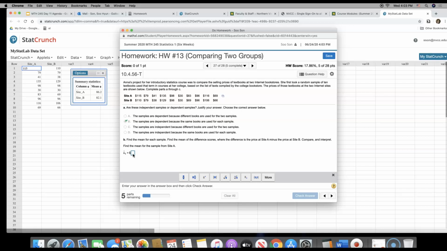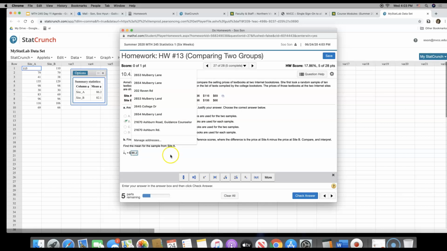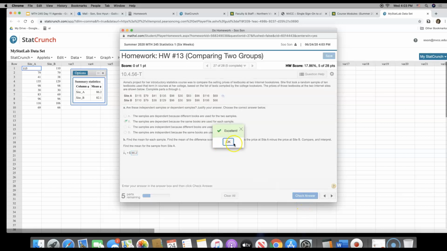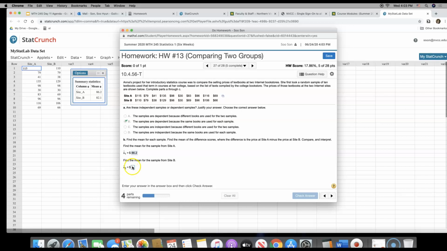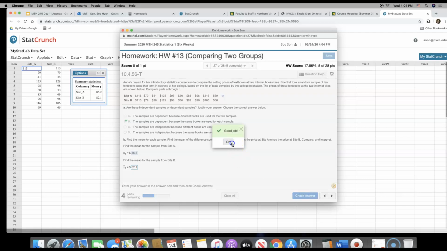So the X bar for the first sample is 86.2, and hit enter. And the mean for site B is 82.1. And check answer. Okay, so we found the mean.